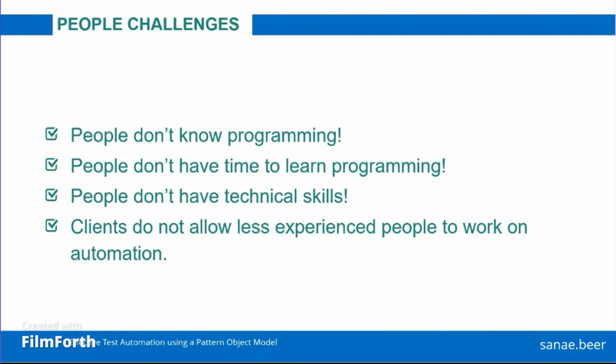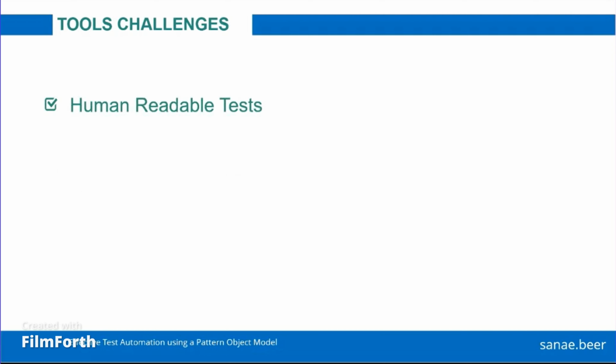Clients do not allow less experienced people to work on automation. This is another problem. They want really, really high seniors, people that have been in this area for 15 years. It's impossible. 15 years ago, there was some sort of automation, but that was, how to say, primitive automation. So how many started automation then?